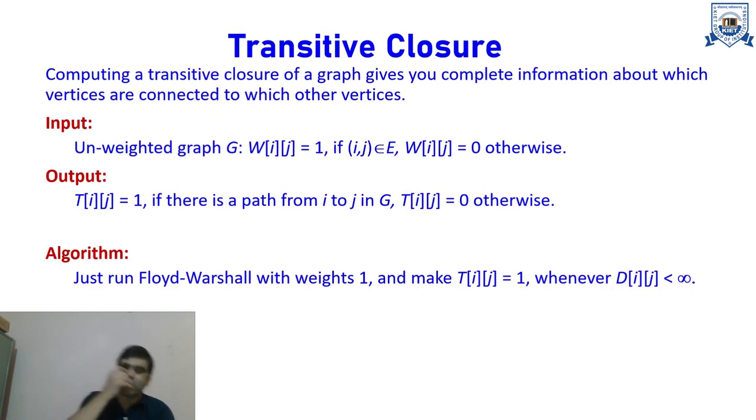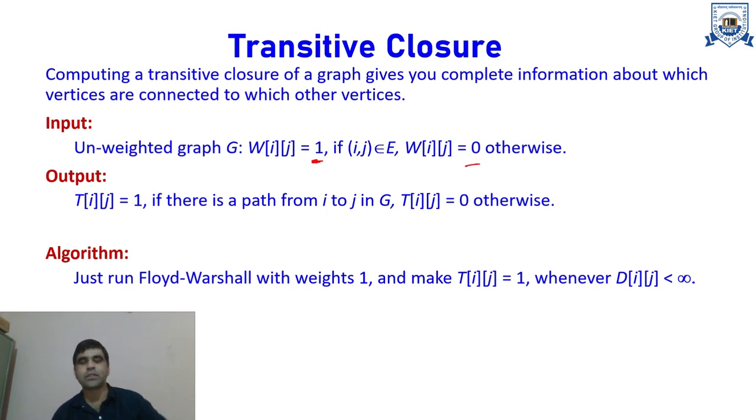So then what is transitive closure? Computing the transitive closure of a graph means you want the complete information about which vertices are connected to which other vertices, whether there exists a path between these two vertices or not. No matter how many intermediate vertices there are, whether it is a direct or indirect path, we do not care; we simply want to know which vertices are connected to each other. The input to the transitive closure is an unweighted graph. Unweighted graph means for w of ij, if there is a direct edge then it is equal to 1, otherwise it is equal to 0.